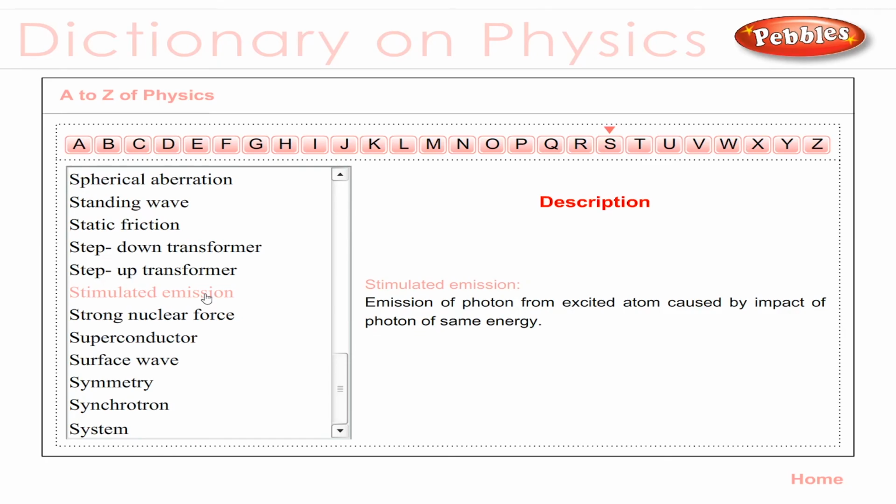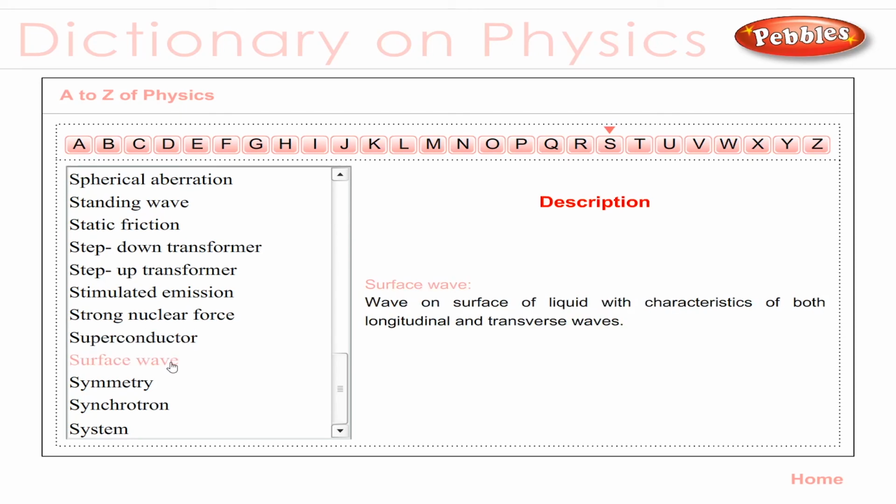Stimulated emission. Emission of a photon from an excited atom caused by the impact of a photon of the same energy. Strong nuclear force. Force of very short range that holds neutrons and protons in the nucleus together. Superconductor. Electrical conductor that has no resistance at low temperatures. Surface wave. Wave on the surface of a liquid with characteristics of both longitudinal and transverse waves.